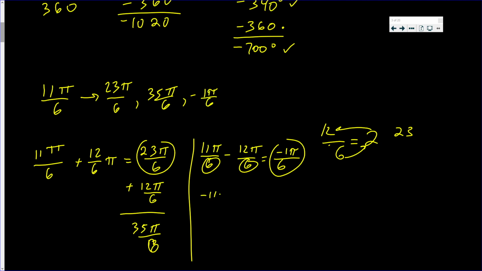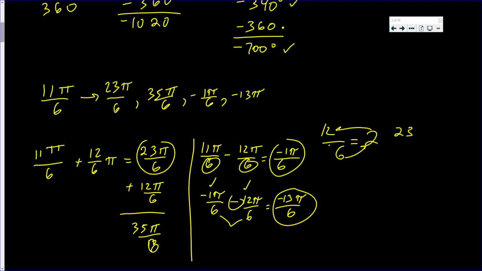You have negative 1 pi over 6, and you want to take away 2 pi, which is 12 pi over 6. In subtraction, the denominators are the same. Keep them. Negative 1 minus 12 is negative 13 pi's. That is the second negative that we came up with.